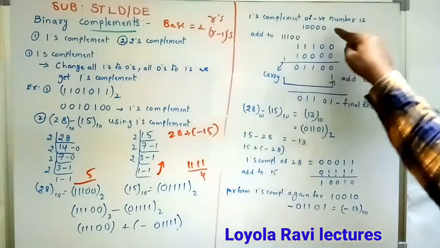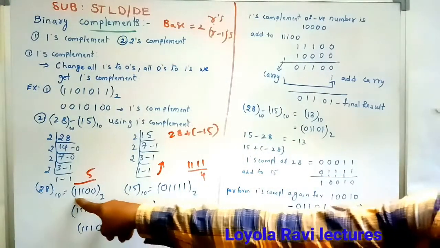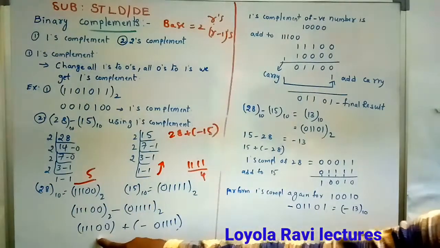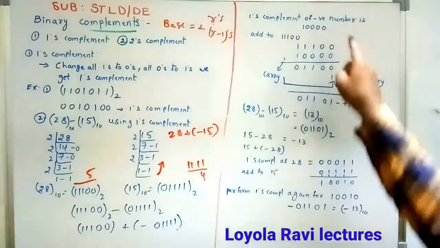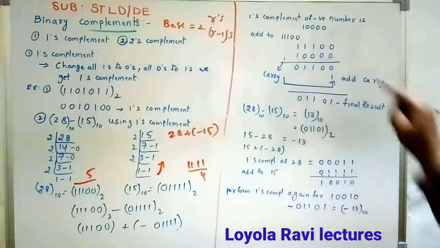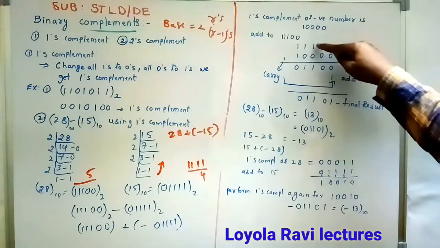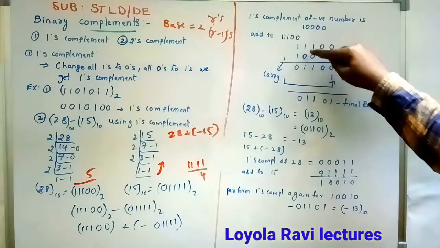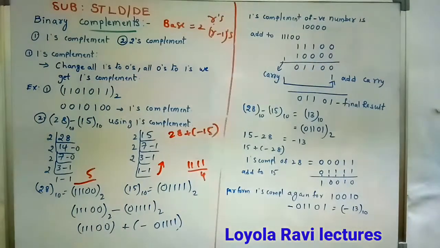Then add this result to the 11100. So 11100 plus this ones complement value, 10000. Binary addition: 0 plus 0, 0; 0 plus 0, 0; 0 plus 1, 1; 1 plus 0, 1; 1 plus 1. Sum 0, carry 1.